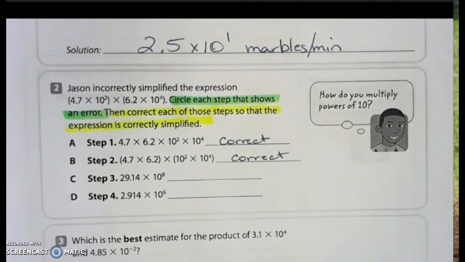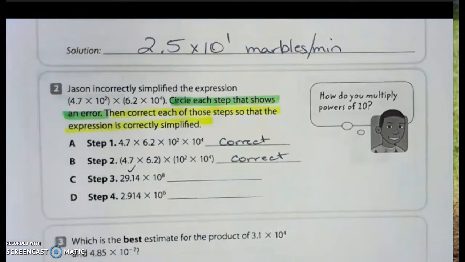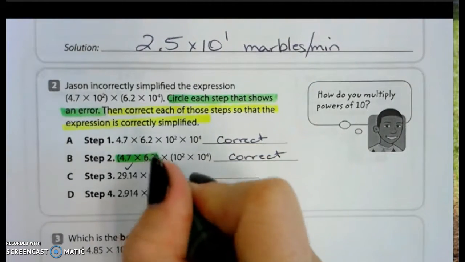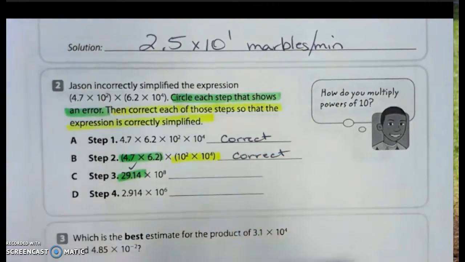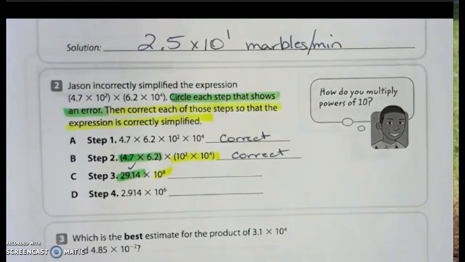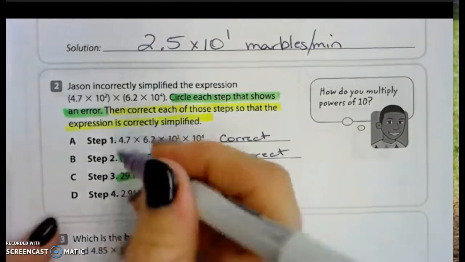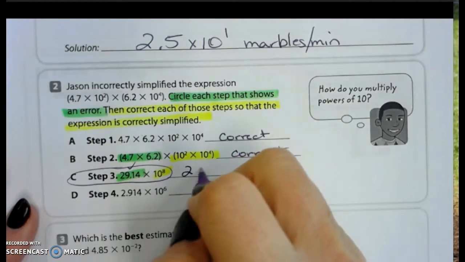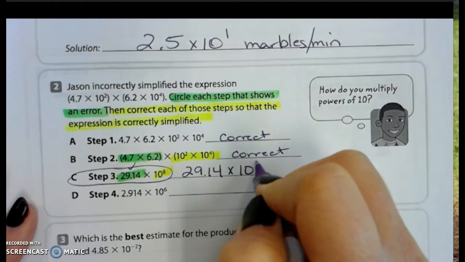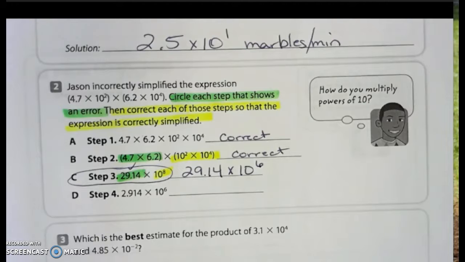You can group things together. In step 3, he got 29.14 times 10 to the 8th. Now, we have to think about where he got that number from. He took 4.7, and he multiplied by 6.2, and he got 29.14. So that's correct. Then he took 10 squared times 10 to the 4th, and he got 10 to the 8th. Now, the problem is that is not correct. So they told us to circle the ones that were incorrect and then fix them. It should have been 29.14 times 10 to the 6th. He multiplied the exponents when he should have added.